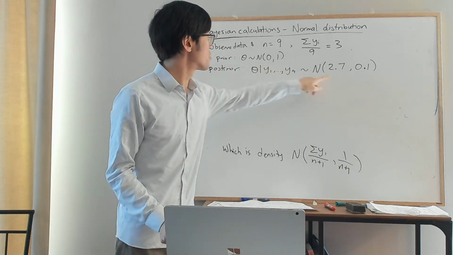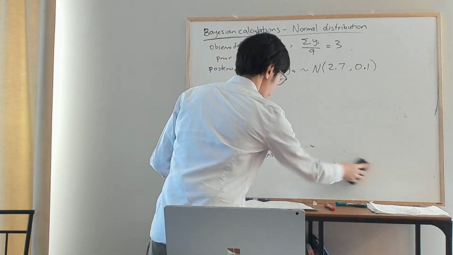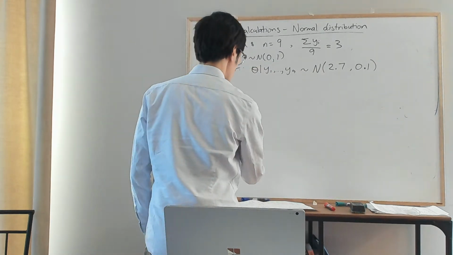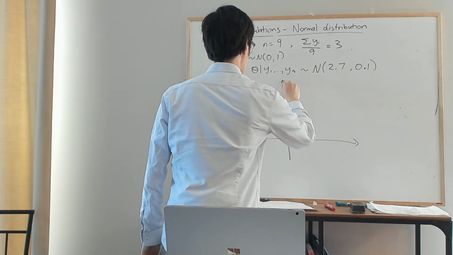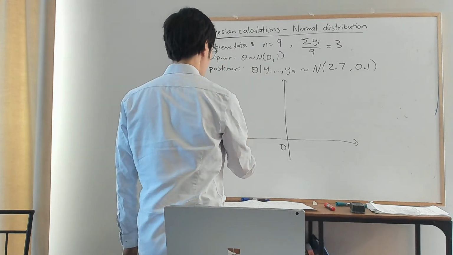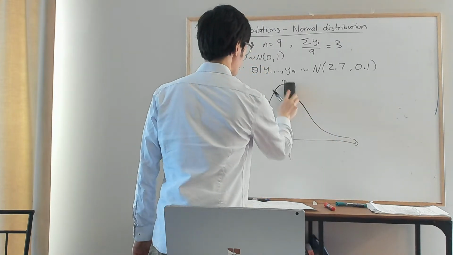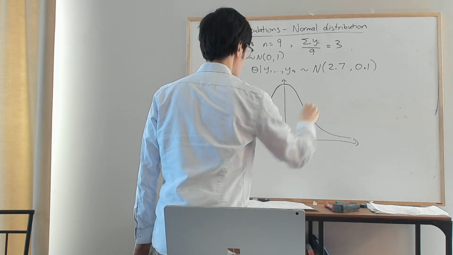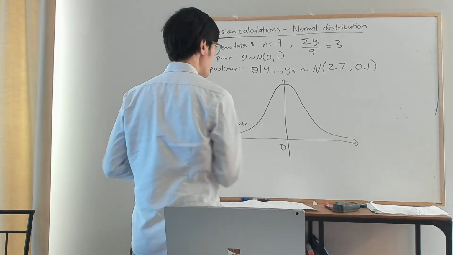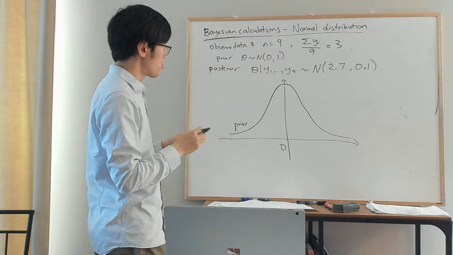The last thing I want to do is draw some pictures to illustrate what has happened between the prior and the posterior once I have these numbers. Here's a picture. Before we observe any data, the prior has mean 0 and variance 1, so it's simply the standard bell curve. It should be slightly more symmetric, but you get the idea. So that's the prior distribution.